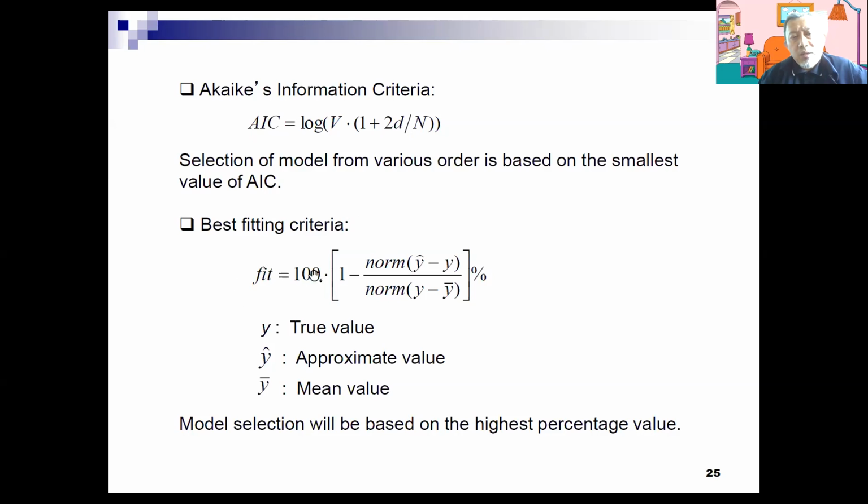And the most popular one is the best fit criteria, or best fit in percentage form, where 100 multiplied by 1 minus the normalized y cap minus y, over the normalized y minus y bar, the average. Okay, so y is the true value, y cap is the approximate value, and y bar is the mean value. So model selection will be based on the highest percentage value.